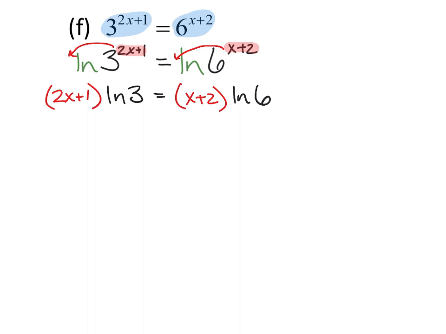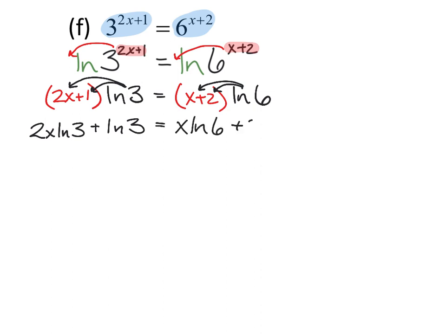Now, hopefully your spidey senses are saying, we have numbers multiplied in front of or behind parentheses, which means I need to distribute on both sides. So my next step after distribution would say 2x times the natural log of 3 plus 1 times the natural log of 3 equal to x times the natural log of 6 plus 2 times the natural log of 6.